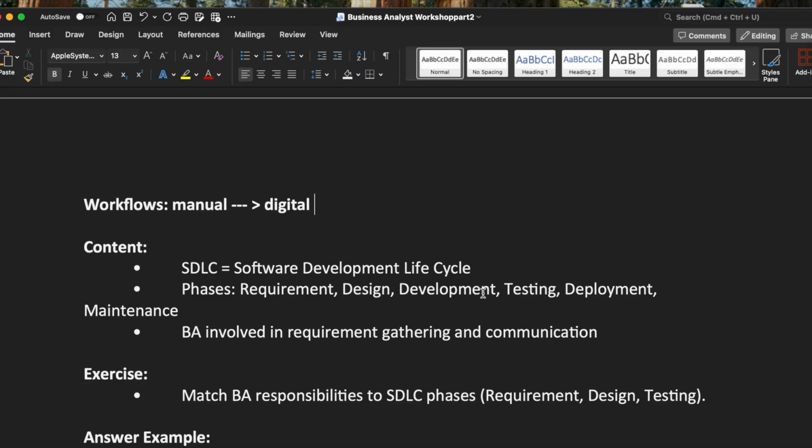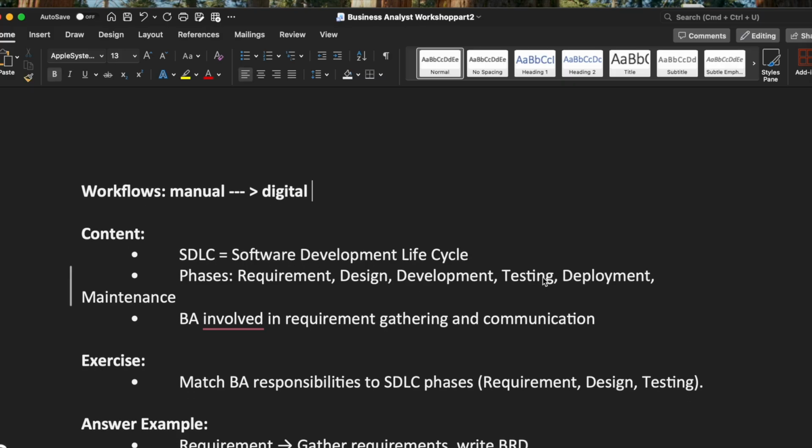Deployment means it can be used by customers in production, and maintenance if there is any after release, any bug or enhancement. Let's say you built only for car claims, so you are expanding for other claims also, right? That's maintenance. So you are involved in requirement gathering and all the phases, confirming details with all the teams.